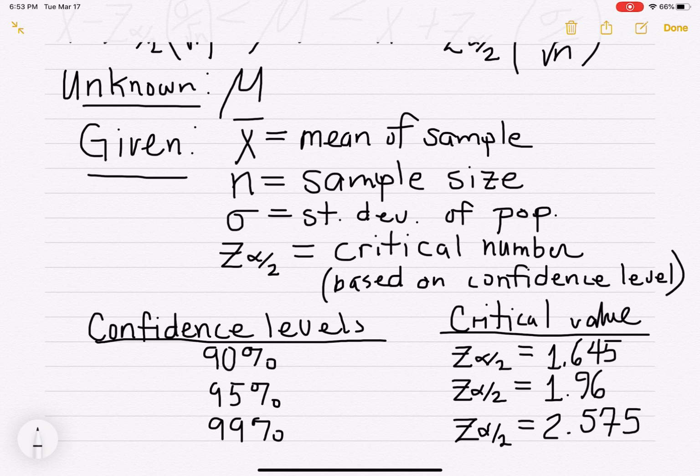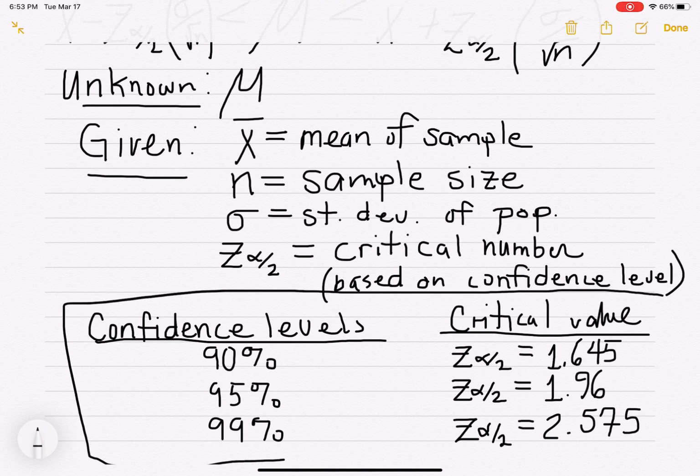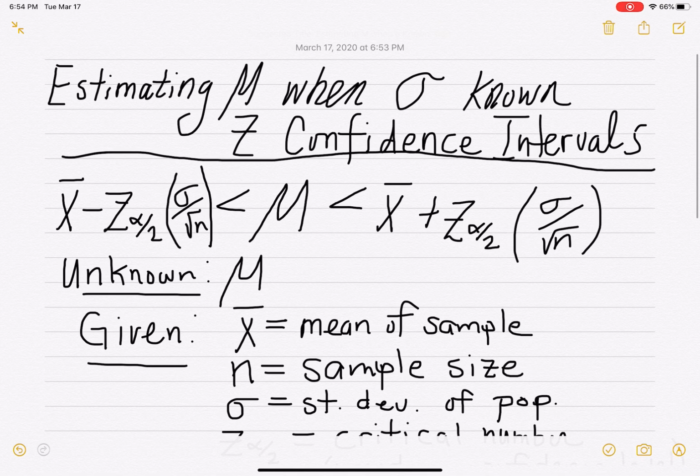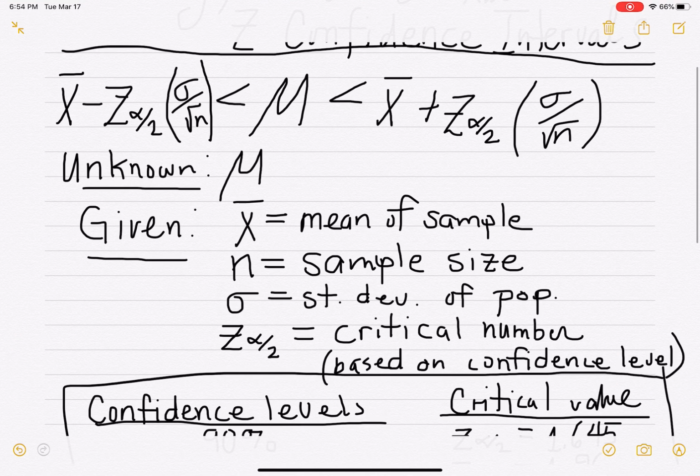So you'll want to probably memorize these 3 critical values associated with these 3 confidence levels. And this is specifically for the z confidence interval. Remember, the z confidence interval is when you have sigma, the population standard deviation, when sigma is known.